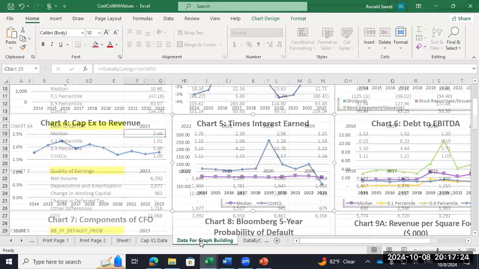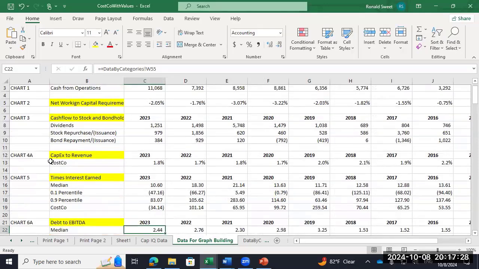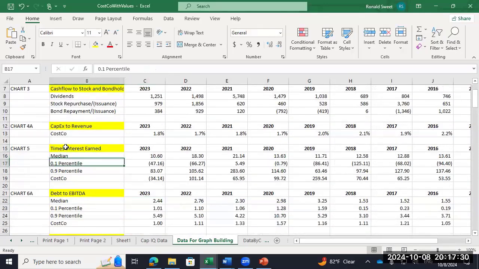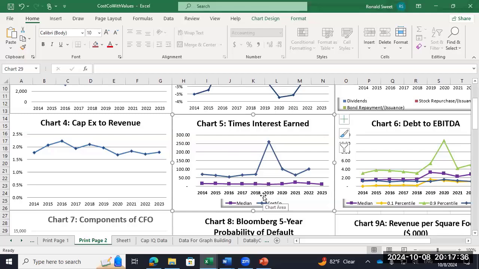So I'm going to go to the data for building crafts. I'm going to find that chart, times interest earned, find Costco, and I'm just going to take that number out. I'm going to say Costco's ability to pay its debt is not an issue. It's been well above 10. And in fact, this last year, their interest income exceeded their interest expense. So obviously paying their debt is not a problem. I'm not going to put that negative number on the chart.